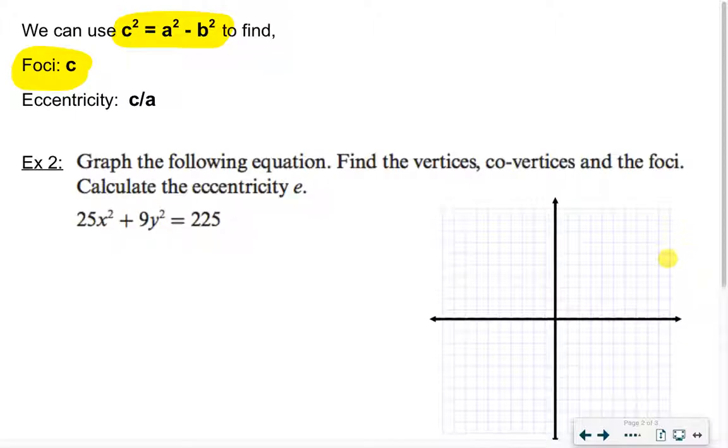The foci is always with that c value. If you go back to your chart or your formula or your template, you'll find that the foci is directly related to the c value. And this eccentricity, don't get too caught up in that term. Just know that you find the eccentricity by taking the c value and dividing it by the a.